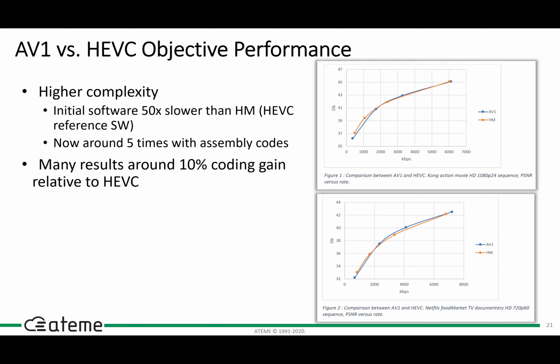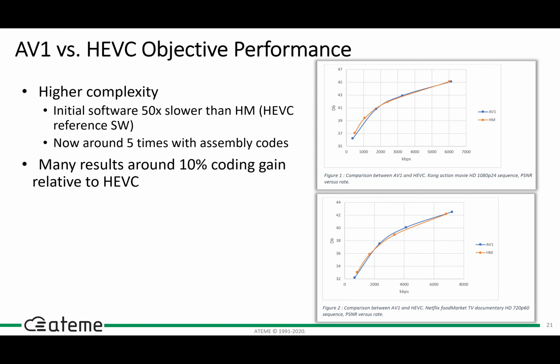So on our side, we did some performance analysis. The initial software was really slow. Now it's not at the same level. It's still hard to compare because you have a lot of assembly code that you don't have in general at MPEG. So now it's 5 times slower than HEVC.